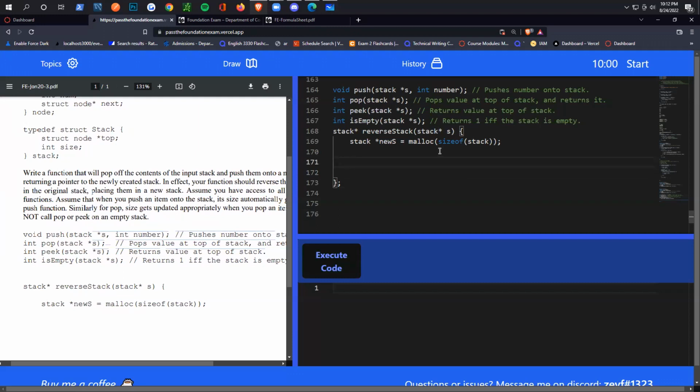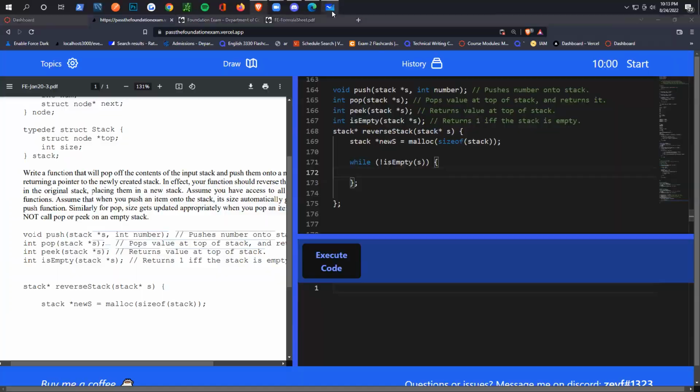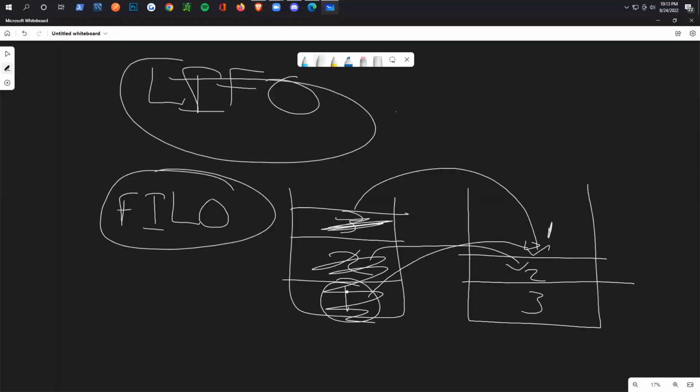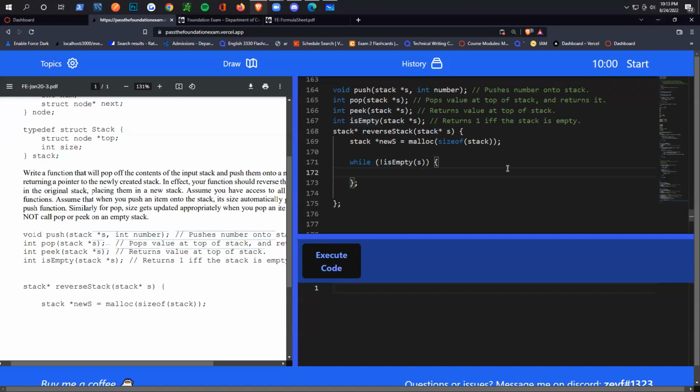So we're just going to use the functions that they give. So for you to fully transfer one stack to the other and have it reverse, you just need to go while it's not empty. So while stack 1 is not empty, so S is not empty. So while we still have elements, remember, we're just gonna pop, place, pop, place, pop, place. Once there's nothing in here, then we're done. So that's what is empty is gonna do. It's gonna stop whenever it's empty.